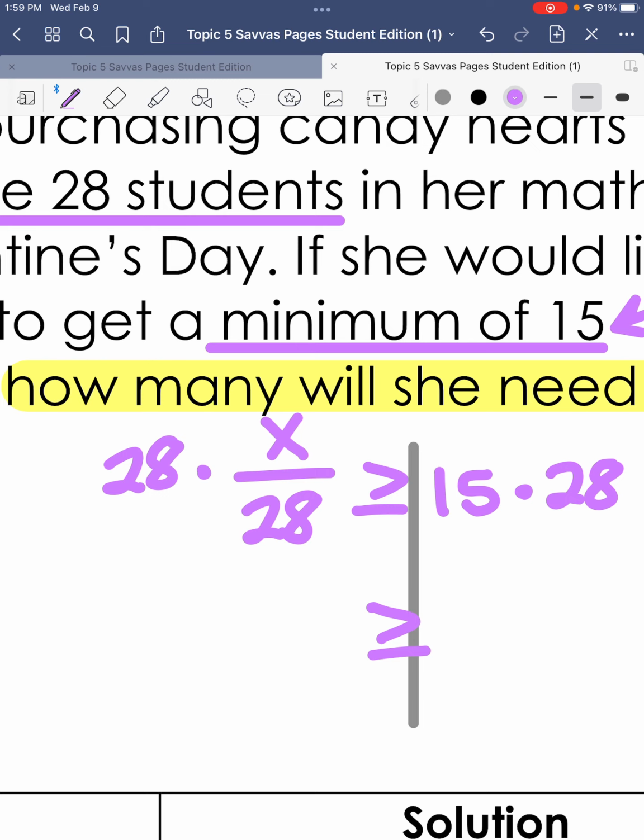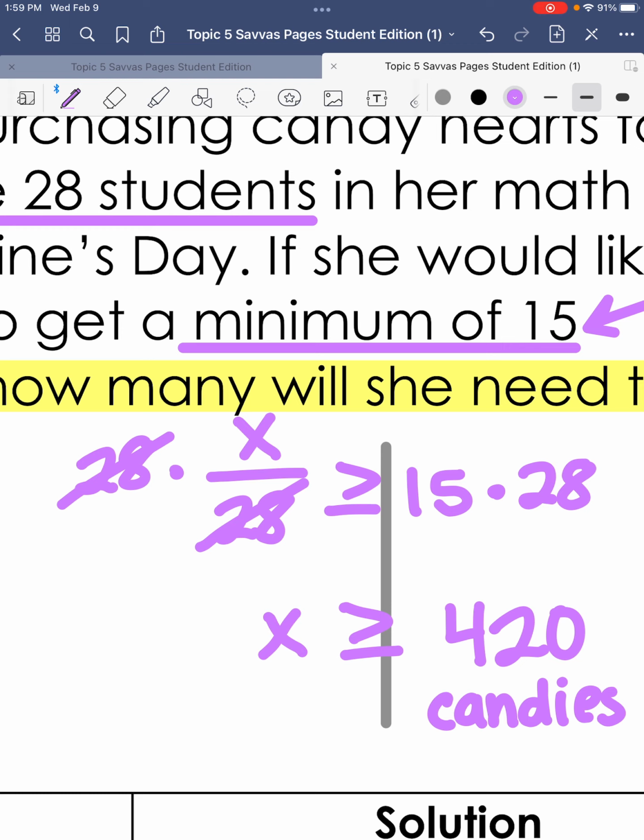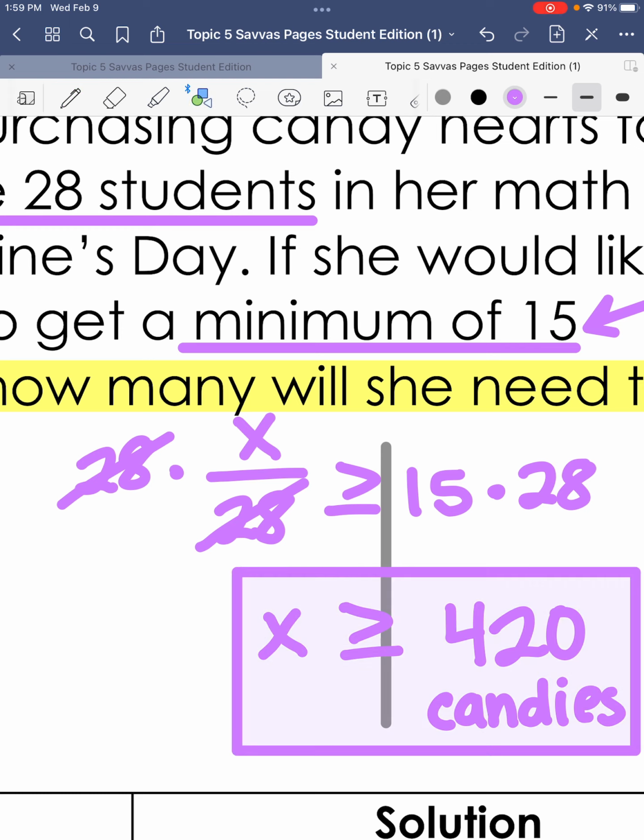On the side with the x, the 28s cancel out. X comes down, it's by itself. On the other side, I need to type this into my calculator. 15 times 28, you're going to get 420. So 420 what? 420 candies, right? So that right there is our answer. X is greater than or equal to 420 candies.